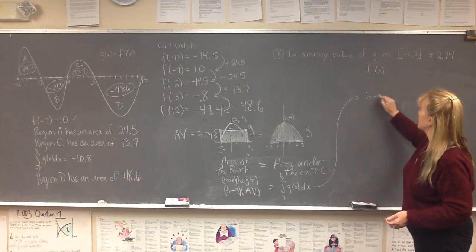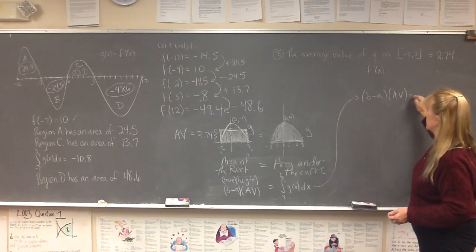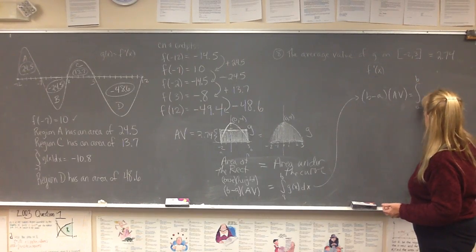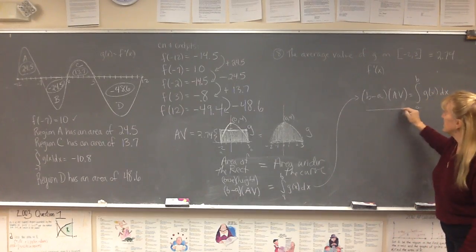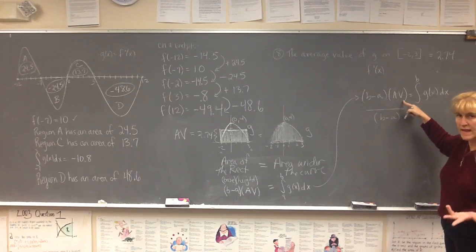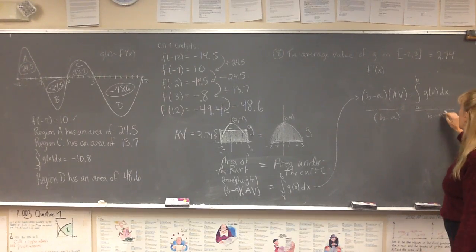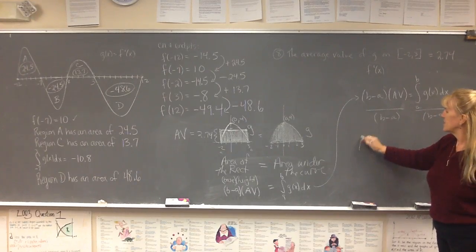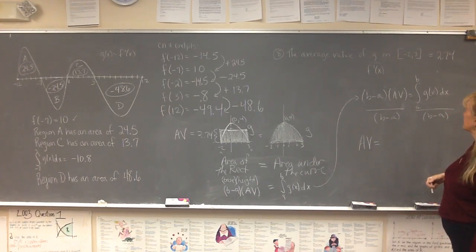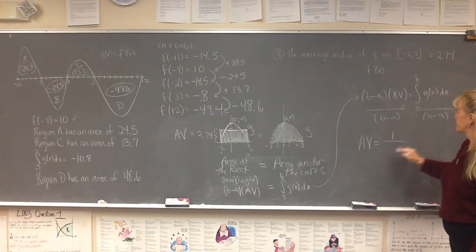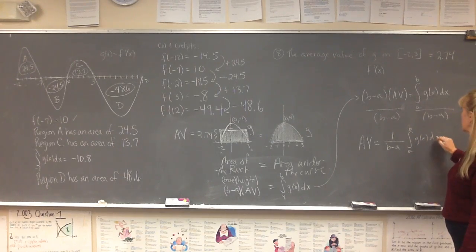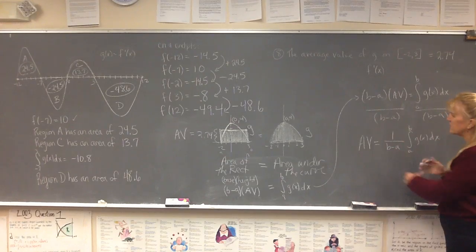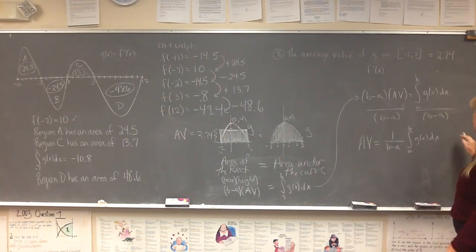I have b minus a times my average value is equal to the area under the curve between a and b of g of x dx. And what they end up with is they divide this by b minus a to solve for the average value, which is kind of weird looking, isn't it? So the average value equals 1 over b minus a times the integral from a to b of g of x dx. And this gives you a formula for the average value, which is a really cool formula. You'll see it often enough.